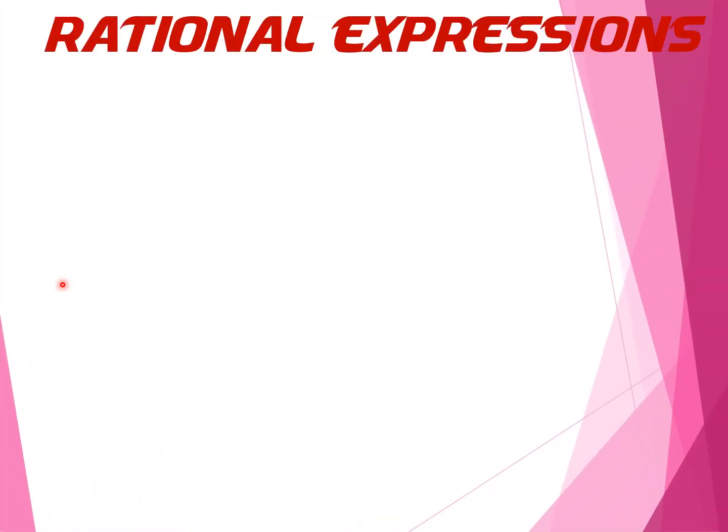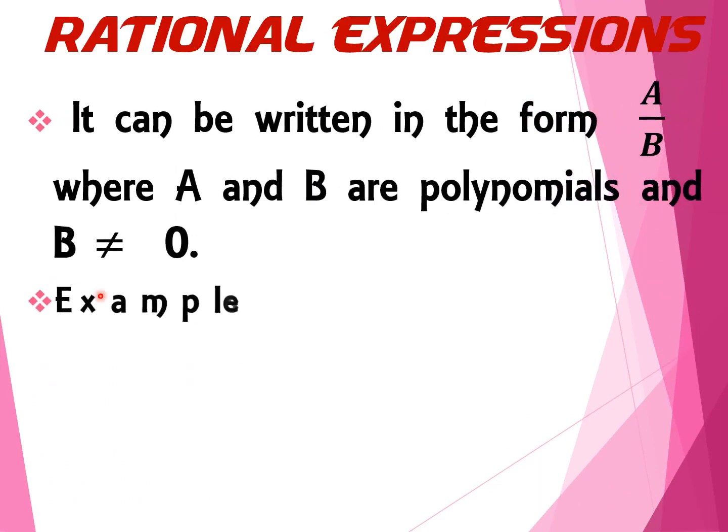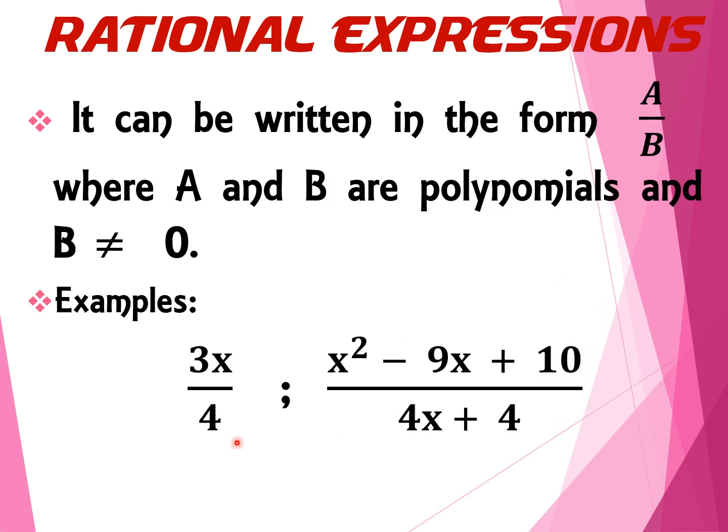But let us define what a rational expression is. It can be written in the form a over b, where a and b are polynomials and b is not equal to 0. From the root word ratio, your operation here is division. But instead of having a number, we will have an expression or a polynomial expression. For example, 3x over 4 and x squared minus 9x plus 10 over 4x plus 4.